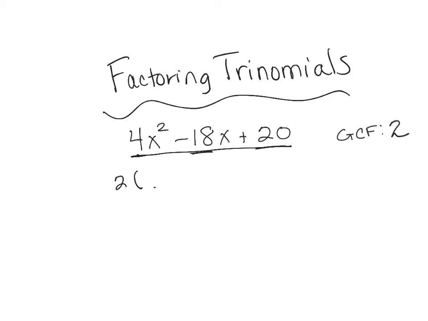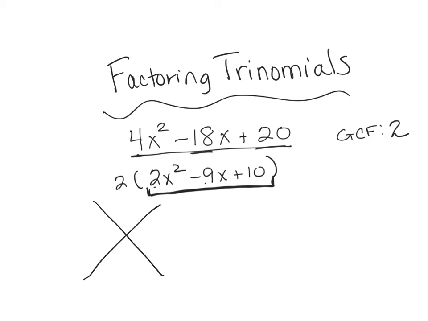So what times 2 is 4x squared, and that's 2x squared. And what times 2 is negative 18x? Negative 9x. And what times 2 is 20, and that's 10. So now I'm going to do my factoring on this new trinomial that's a little bit smaller. So for example, I'm going to put my x, right? I want two numbers that multiply to 20 and add to negative 9. So that would be negative 5x and negative 4x.